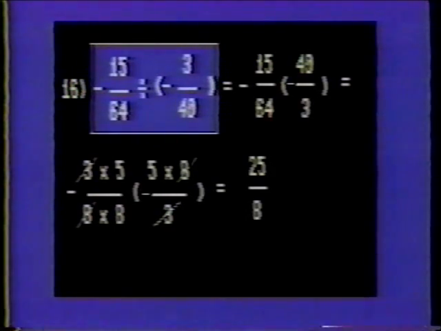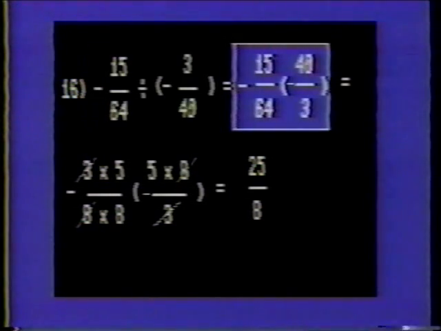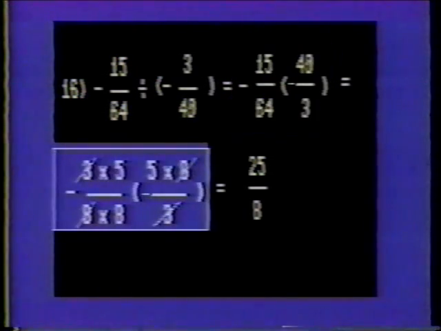Number 16. Negative 15 over 64 divided by a negative 3 over 40. Remember, to solve this type of problem, you must invert the denominator and multiply it by the numerator. Thus we have negative 15 over 64 times negative 40 over 3.